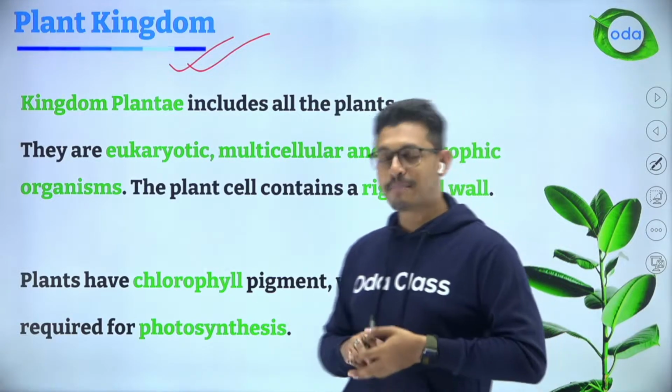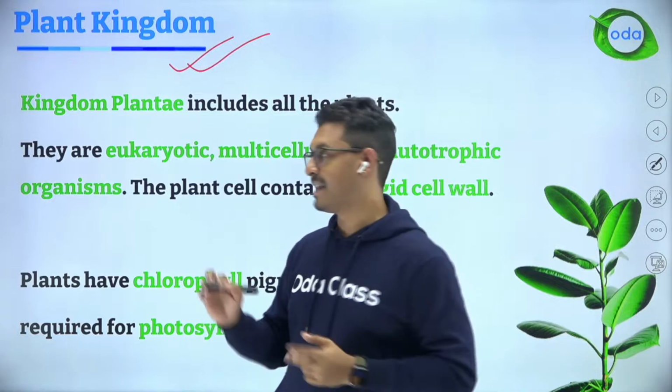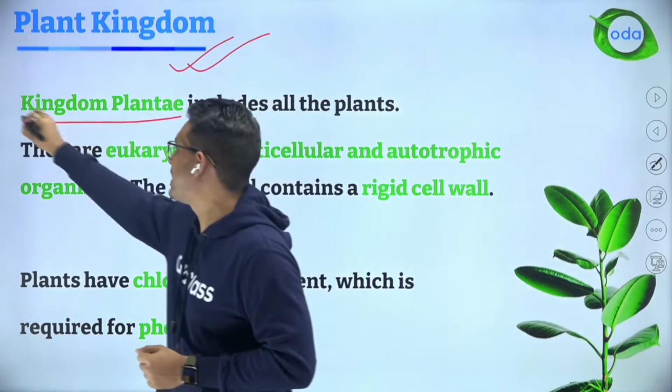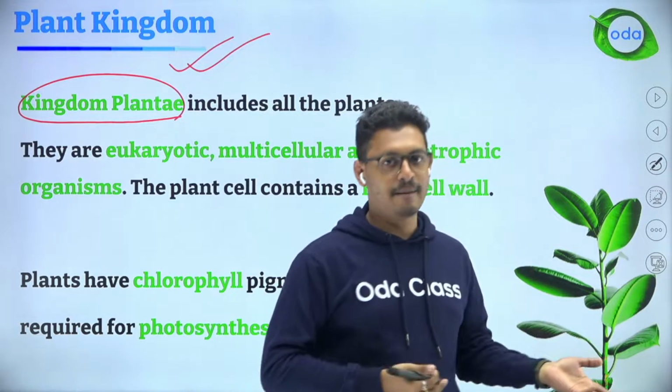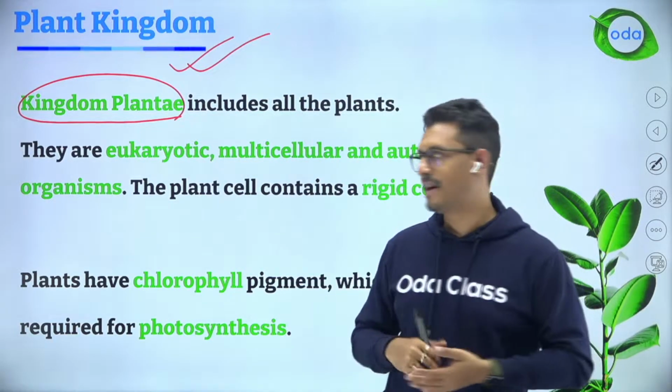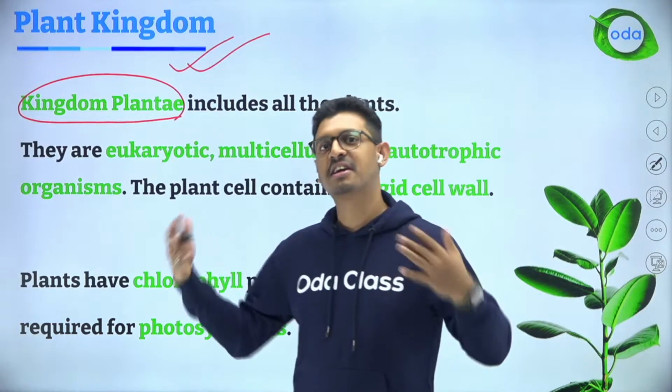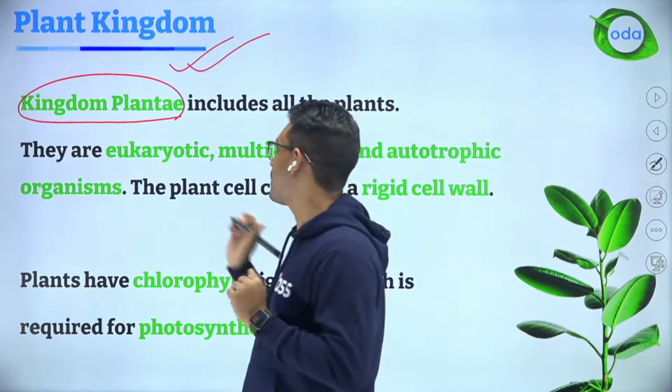Now, when it comes to the plant kingdom, this is an entire kingdom, by the way. All living organisms are divided into multiple different kingdoms. We, for example, belong to kingdom Animalia, all of the animals. Whereas plants belong to an entire kingdom of themselves, kingdom Plantae.